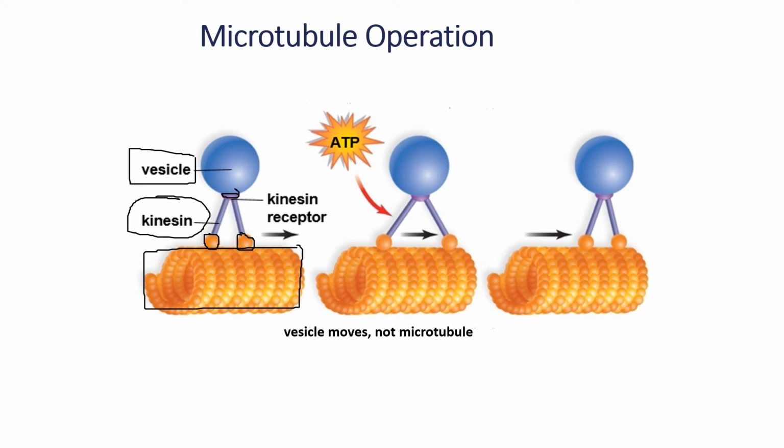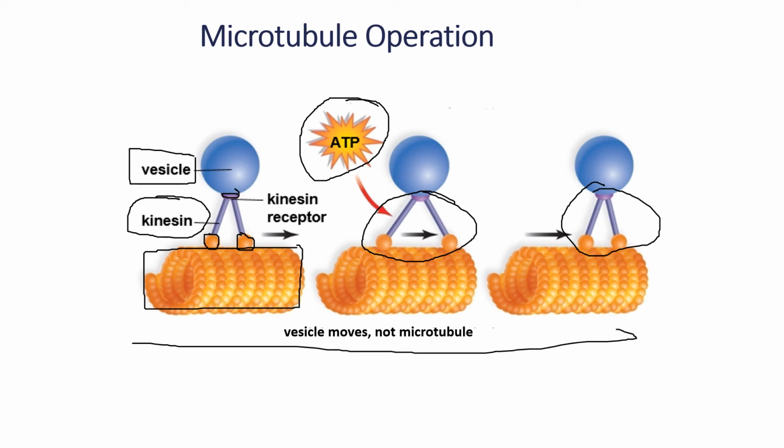The cool thing about these motor proteins is that when they use ATP, they can switch conformation. And so the little feet will literally walk along the microtubule. And that will drive movement in a single direction, so that the vesicle moves, the motor protein moves, and not the microtubule.